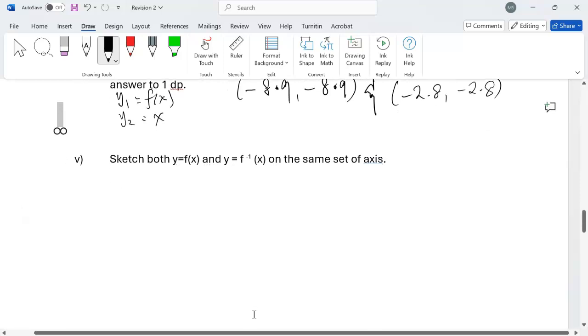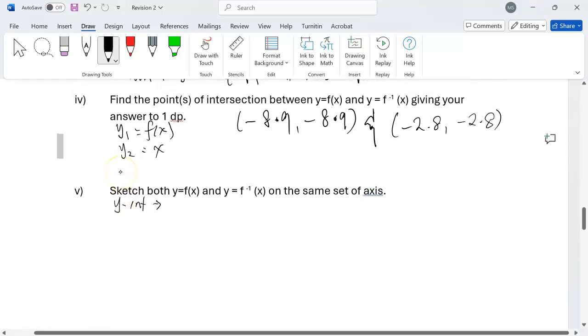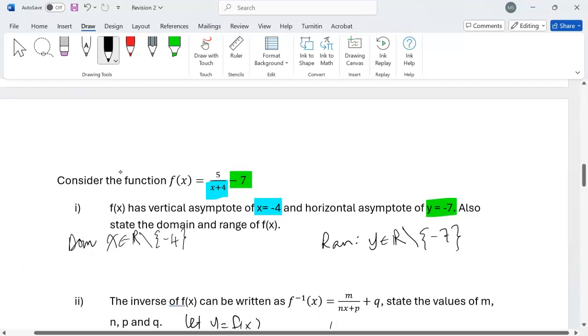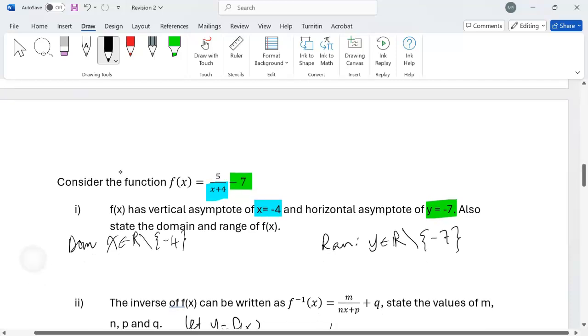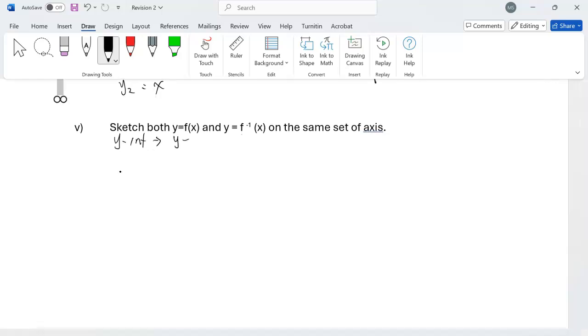So to sketch the graph for f(x), you need to find your x-intercepts and y-intercepts. So your y-intercept, in this case, x is 0. So that will be 5/4 minus 7. All right, y equals 5/4 minus 7. So your y-intercept is actually 0, -23/4.